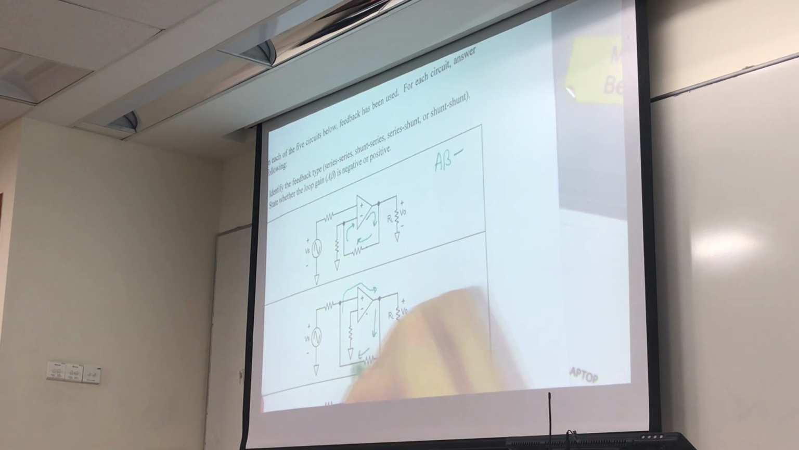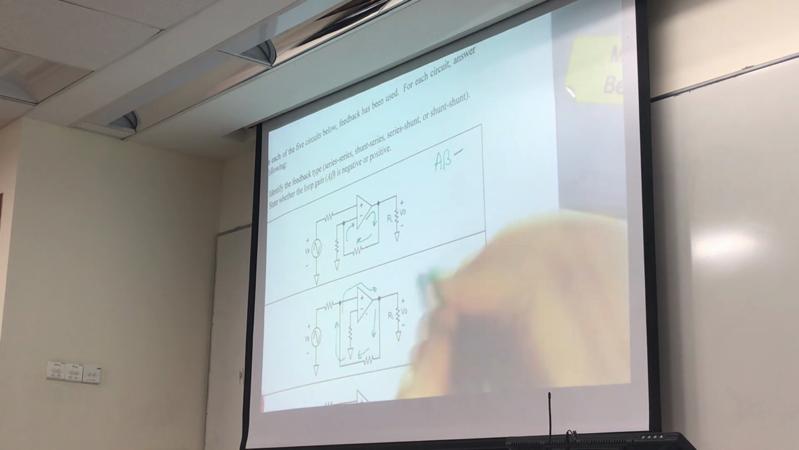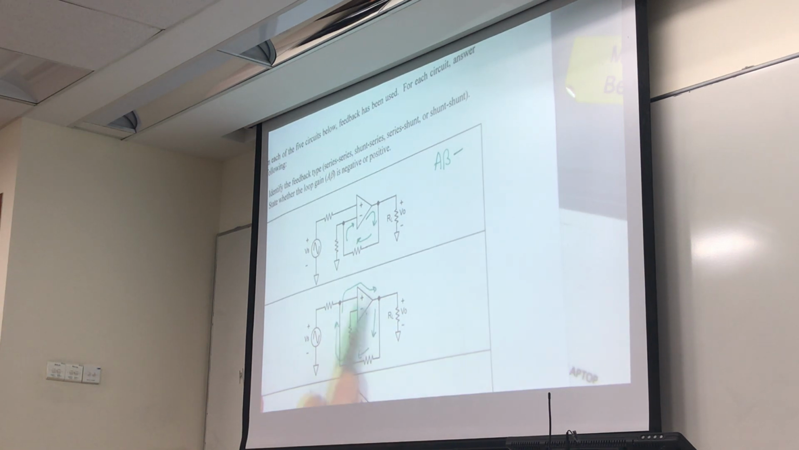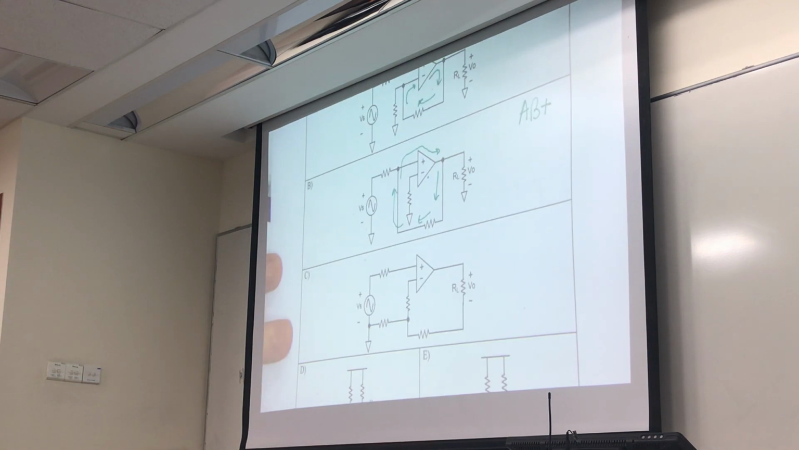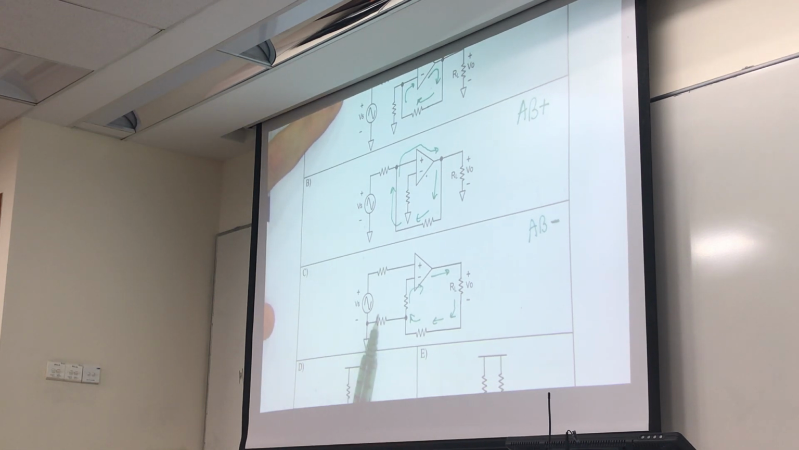Here's the feedback loop for this circuit, and you see this feedback loop doesn't have any minus sign in it. No inversion, nothing that could add a 180-degree phase shift to the signal, so A beta is positive. This one has negative feedback.